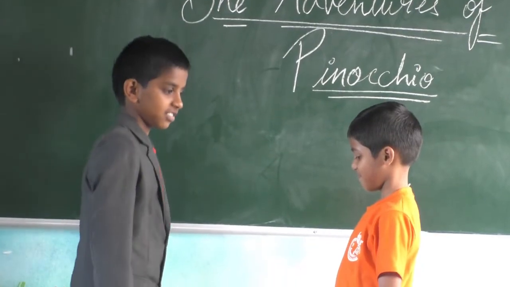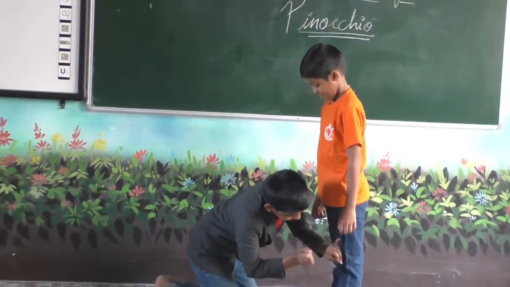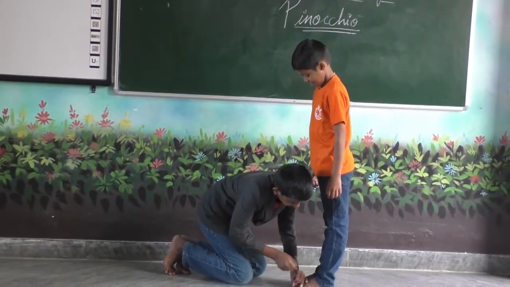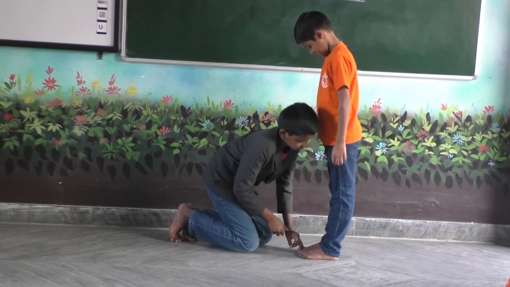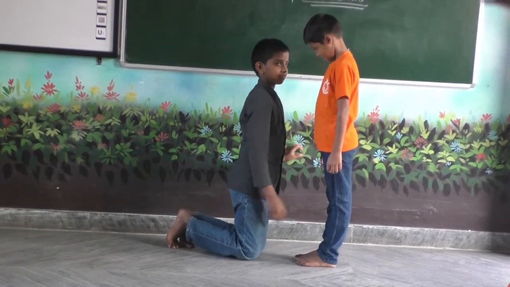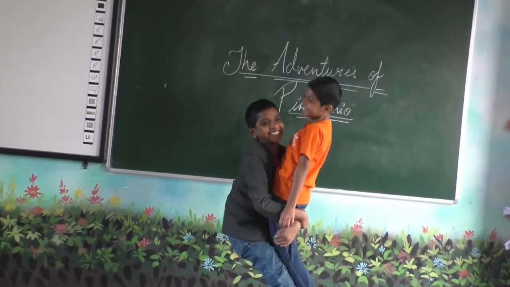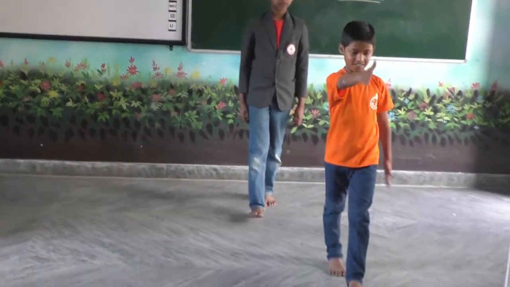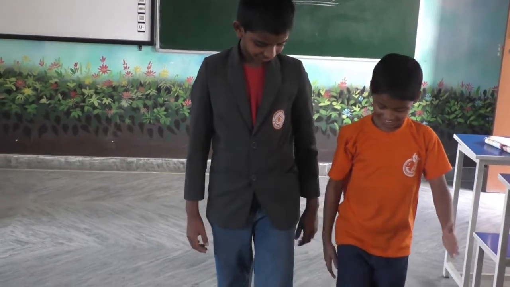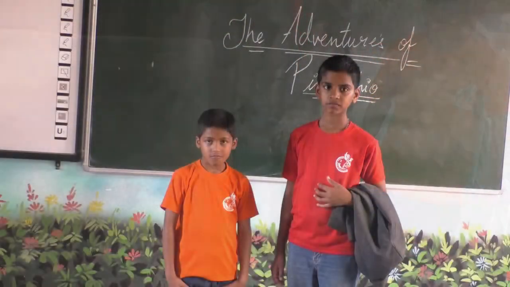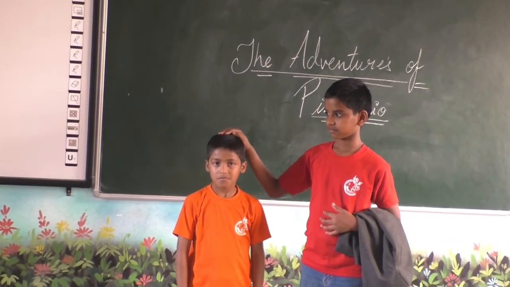Now Geppetto starts with his work. Once he is done with the legs, he puts Pinocchio down and teaches him how to walk. As Pinocchio's legs were stiff, Geppetto teaches him how to walk. He loves the puppet a lot and names him Pinocchio.